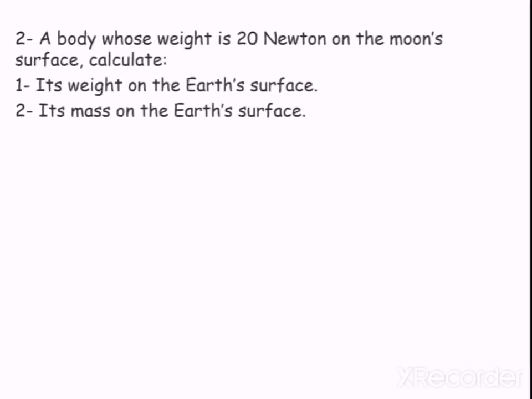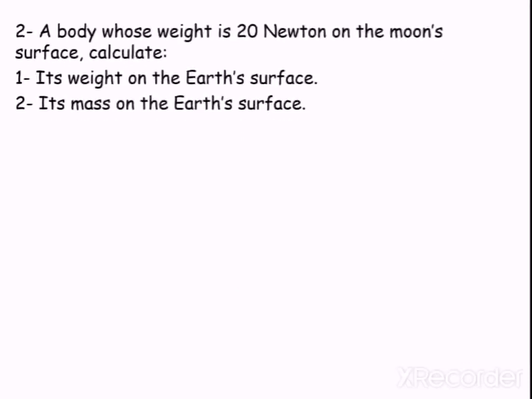Problem number 2. A body whose weight is 20 Newton on the Moon's surface. Calculate its weight on the Earth and its mass on the Earth.